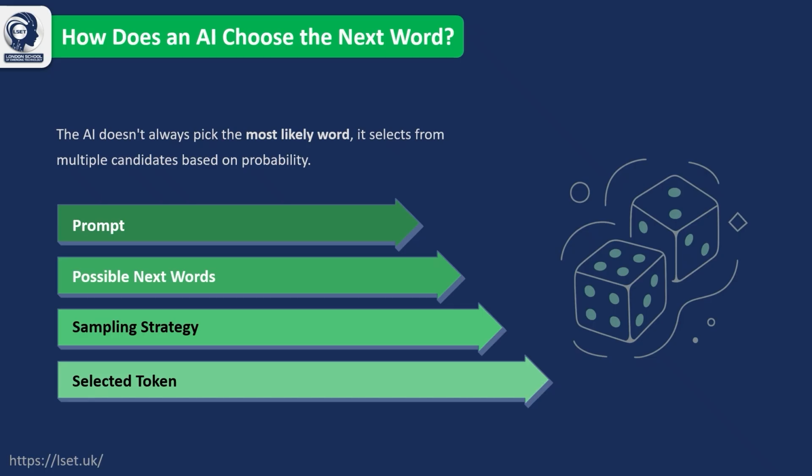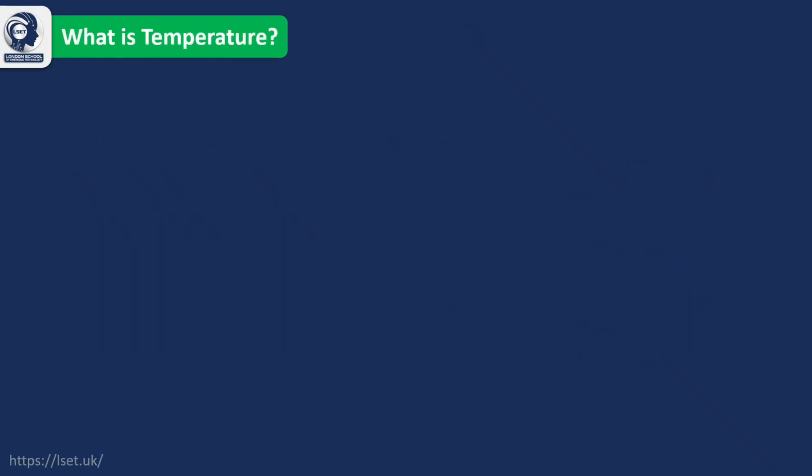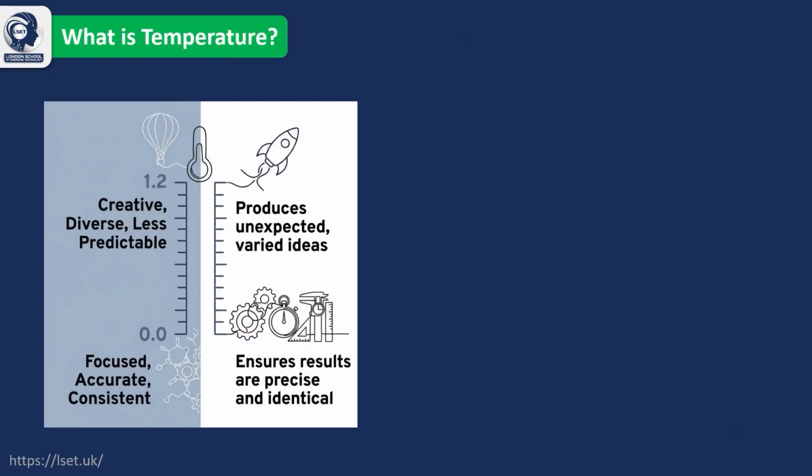This decision-making process is exactly where parameters like temperature and top P sampling come into play, influencing how predictable or creative the AI's final output will be. Let's begin by understanding the role of temperature. Now let's understand what temperature means in the context of large language models.